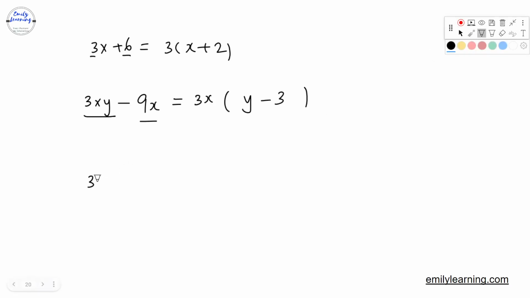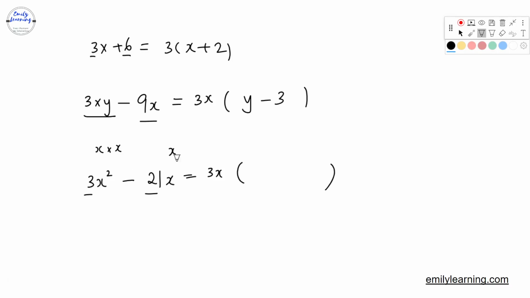Next, let's try another example. 3x squared minus 21x. Maybe just x. So now these two terms here, 3 and 21 have the factor 3, so I'll take out 3. Next I have x squared and x. So x squared is essentially x times x, right? And x is just x. So in other words, they both have x in them.